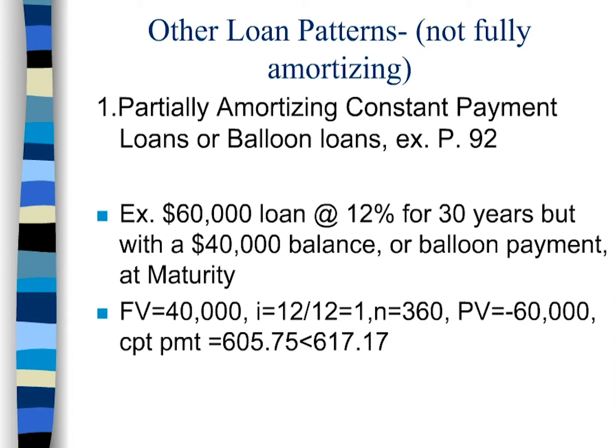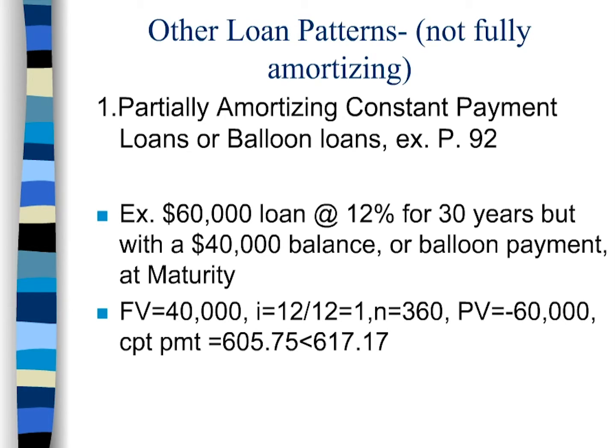There are a couple of other loan patterns we want to look at that are not fully amortizing. One is a partially amortizing constant payment loan, commonly referred to as a balloon loan. These are on page 92 as an example here. But in this case, the real key is that you wouldn't be aiming to pay off the loan. That's what the balloon idea is. There's some large amount at the end that you'd have to pay. It may be as short as 5 years that you have to pay it off. So they may say, let's figure out the payment in this manner, but you have to pay it off in 5 years. But generally what they're trying to do is get you to have a lower payment.